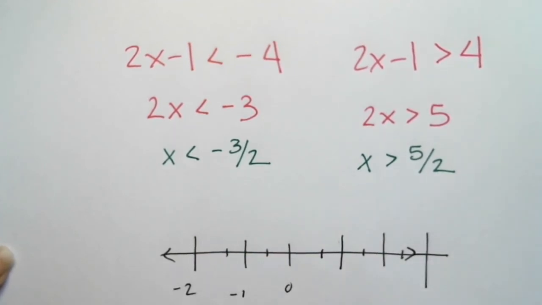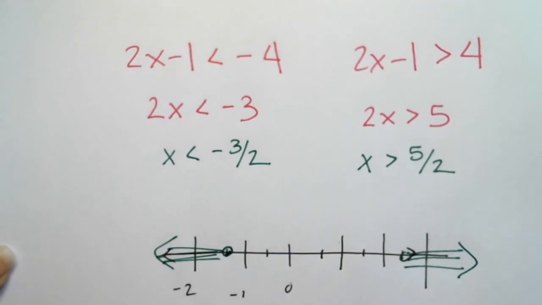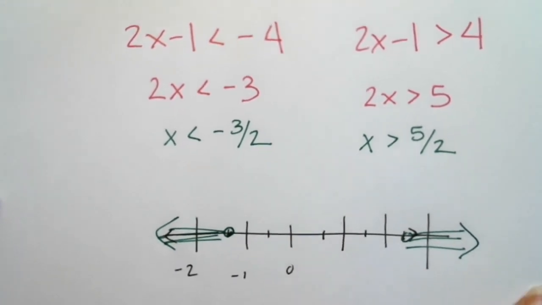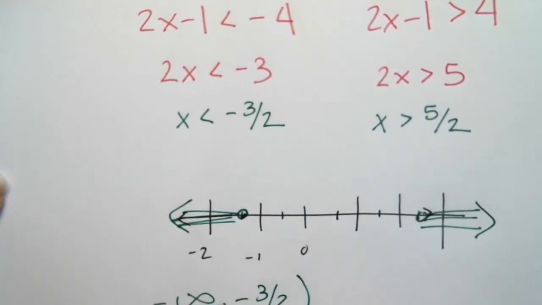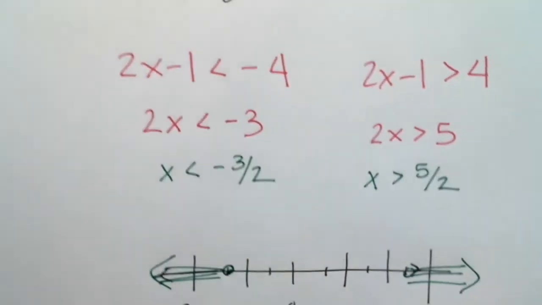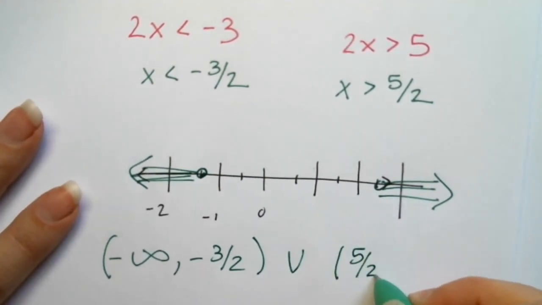Okay, so negative 3/2, and it's going to be less than negative 3/2. So we're going out to negative 3/2, and then we're going to go less than. Okay, x is greater than 5/2, so we're going to go out to 5/2. 1, 2, 3, 4, 5. And then we're going to go greater than. So when we write our interval, we can see that it's negative infinity to negative 3/2, and 5/2 to infinity.